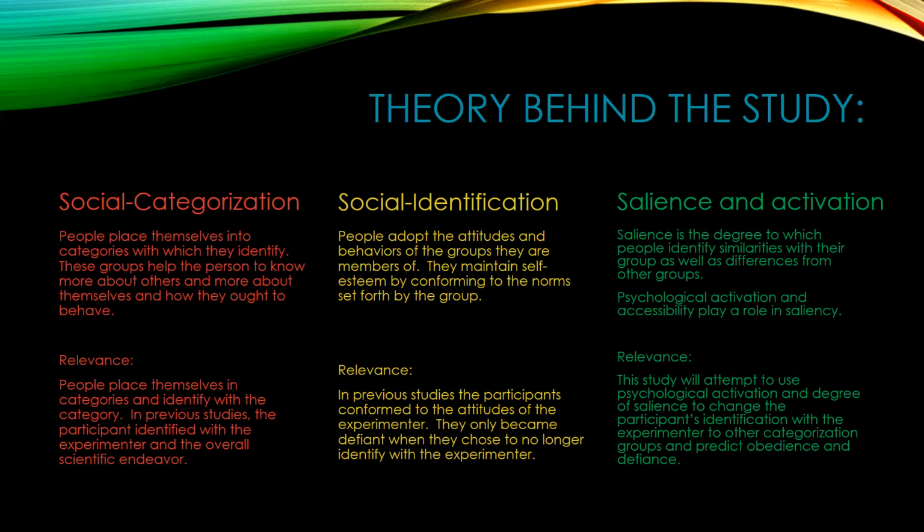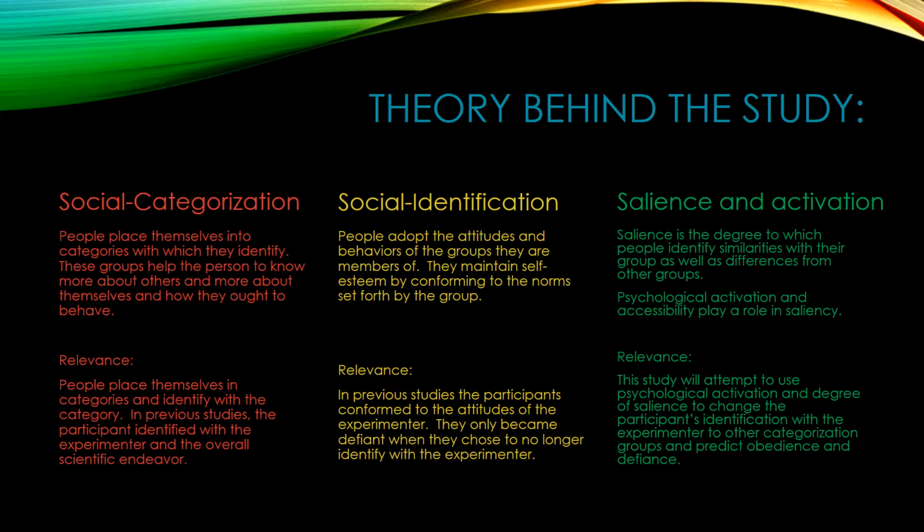There are several elements of the social identity theory relevant to this study. First, in social categorization, people place themselves into categories with which they identify so that they can know more about others and themselves and how they ought to behave. Because of social identification, people adopt behaviors and attitudes of the group they have identified with and conform to the norms of the group. Salience is the degree to which people self-define into a category and identify similarities with their group. Psychological activation of a category occurs when people become cognitively aware of a category or group.